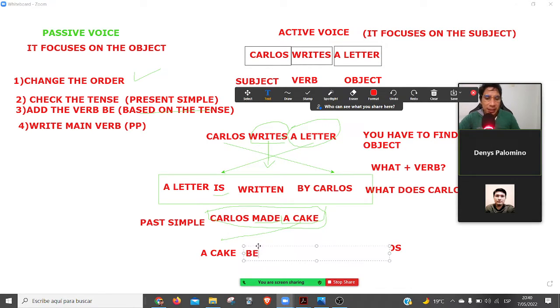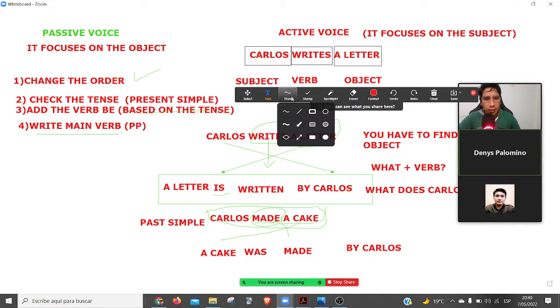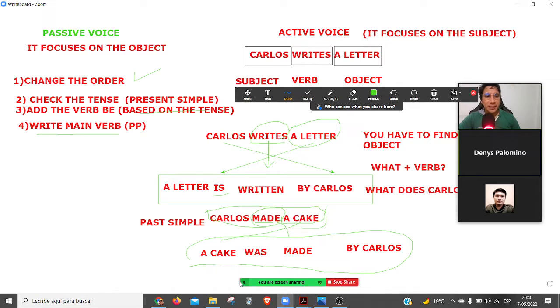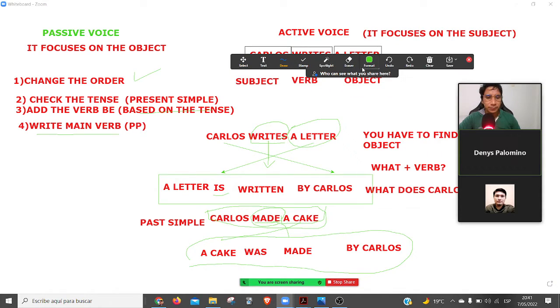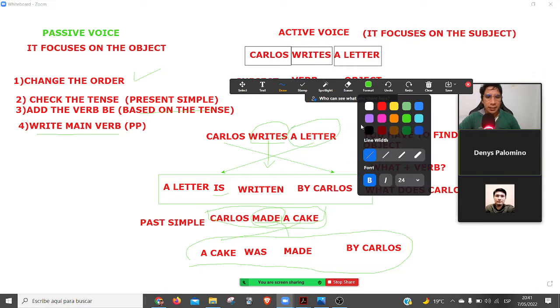The verb be that works with a cake in the past? Was. Then you have to write the main verb. What is the participle form of made? Made. What is the answer here? A cake was made by Carlos. Did you understand? Yeah. Got it. You got it. Now focus on this part.